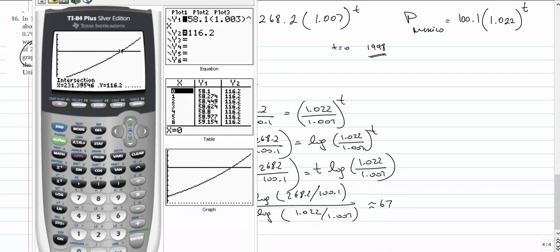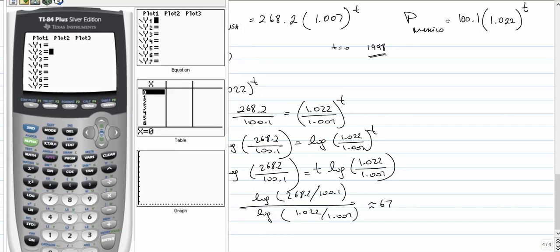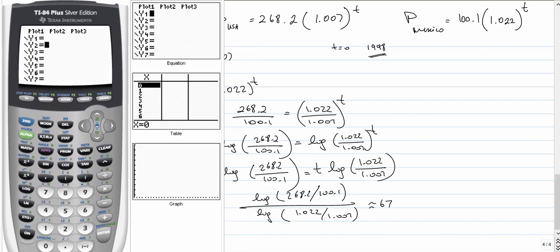Let's do the graphical approach. Going to clear, and Y's I'm going to clear and then clear. Now I'm going to enter both functions. Let's go up: 268.2 times 1.007 exponent x, and 100.1 times 1.022 exponent x.